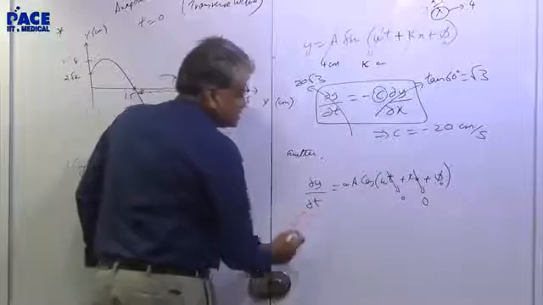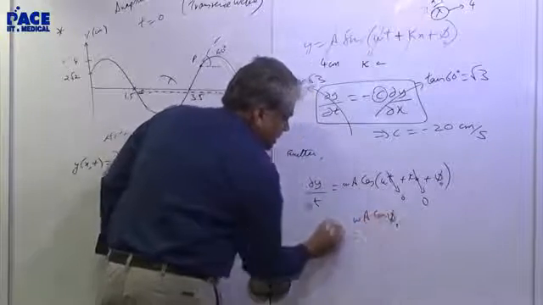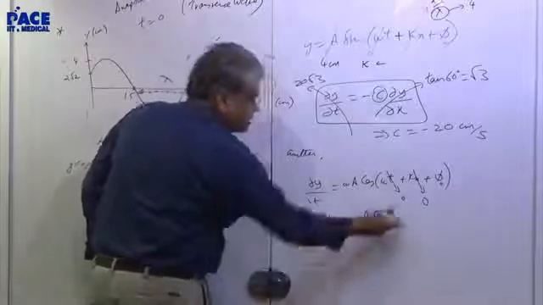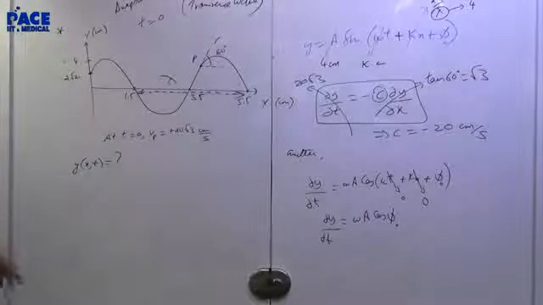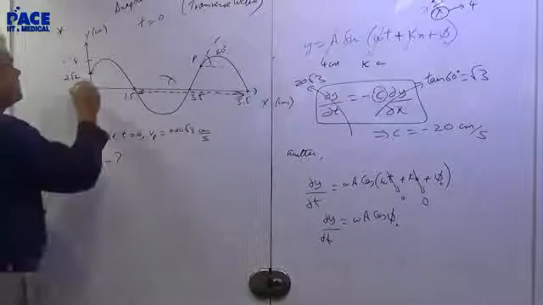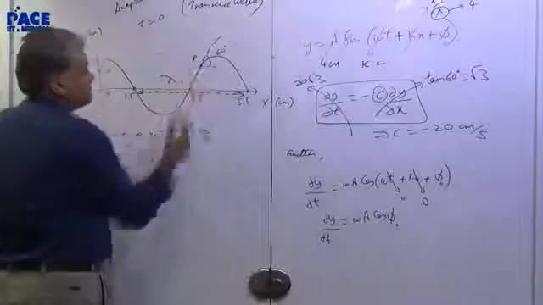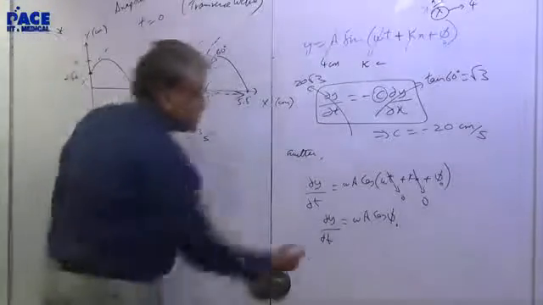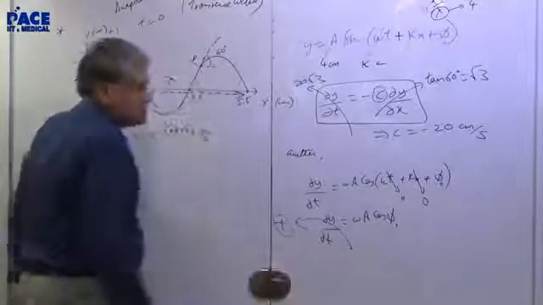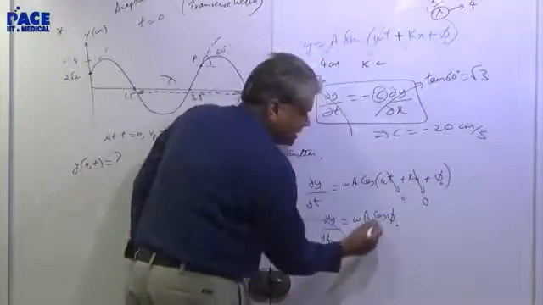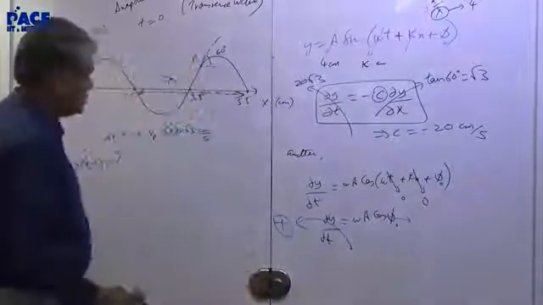So what is the particle speed? Particle speed is omega a cos phi naught at x equal to 0, t equal to 0. That is this point. Here the slope is again positive. Can you not see this is the slope? Anything which has a positive slope has a positive speed. So this will also be positive. I don't know what it is, but I know it's positive. If it is positive, the cos phi naught has to be what?